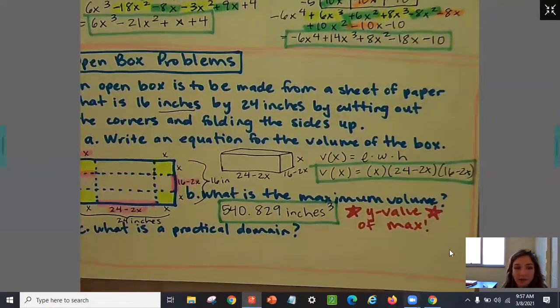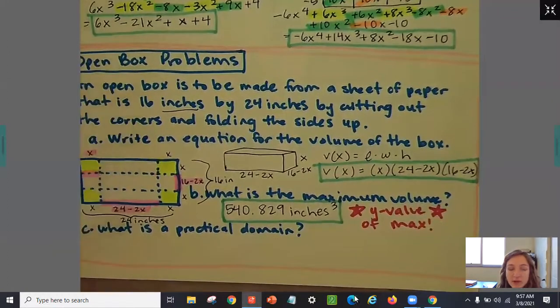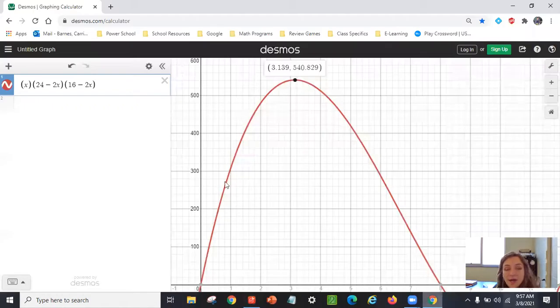Okay, now let's think about what a practical domain for this problem would be. So let's go back to Desmos, and we can see that the x values are going to be the size of the box that we're cutting out. So this would be cutting out nothing from the box, so that would just be a flat piece of paper. And you can see that the volume would be 0, which makes sense because it's just a flat piece of paper. There's no actual volume that can be inside of there. Then whenever you go up to your maximum, that's going to be cutting out a box that is the size of 3, so cutting out the 3 on the side.